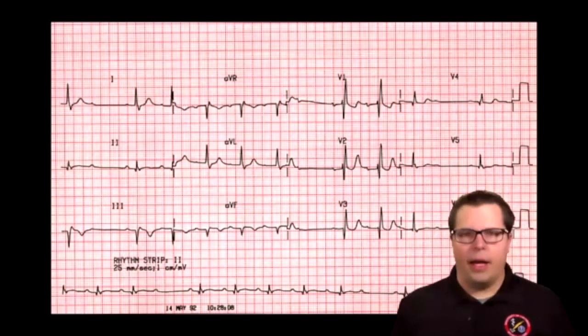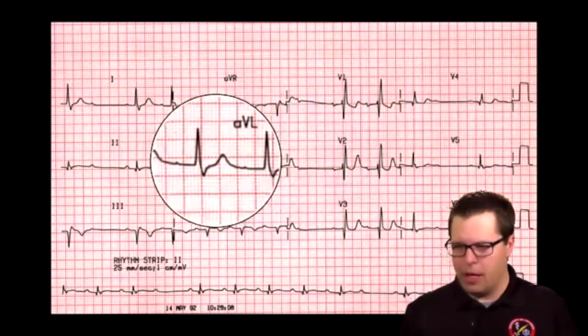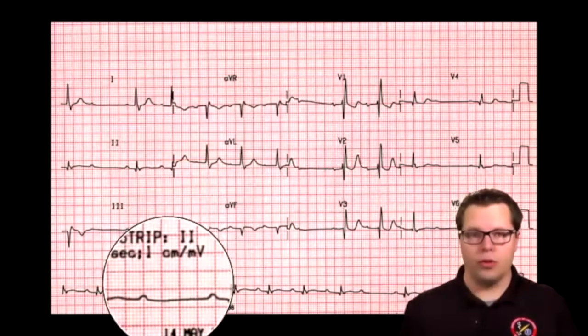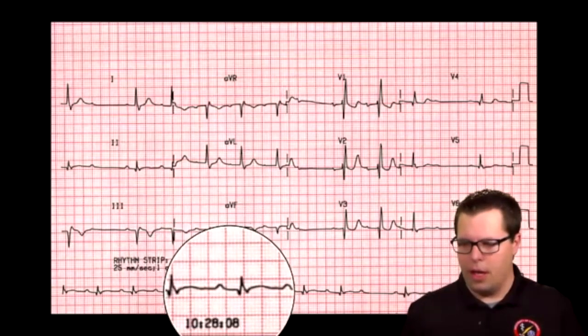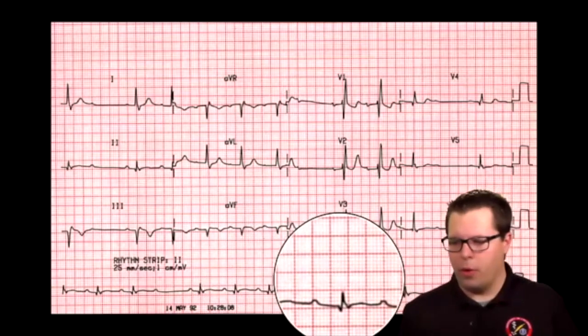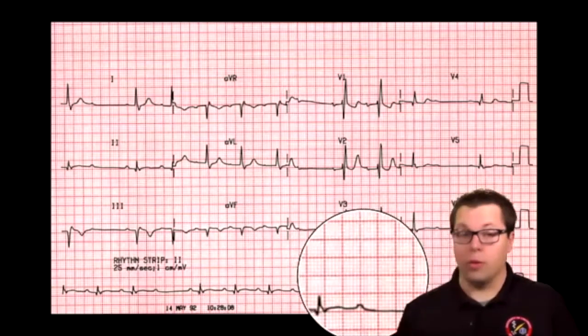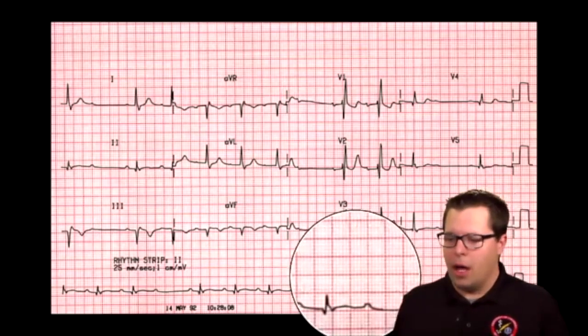So to look at that a little differently here, in this case, let's look down at the rhythm strip. So there is a P wave and a QRS. And is there a P wave and a QRS? Yes. P wave, QRS, P wave, QRS, P wave, QRS. Yes. So there are P waves, so it does appear to be a sinus rhythm.